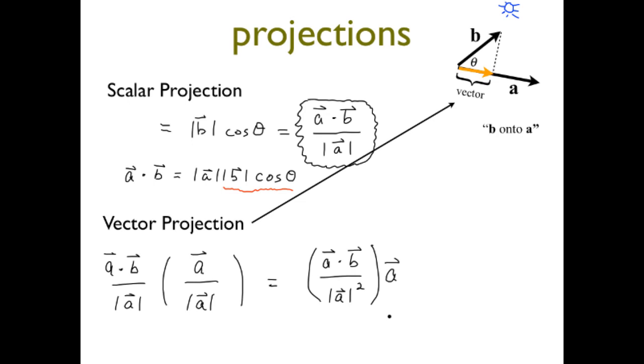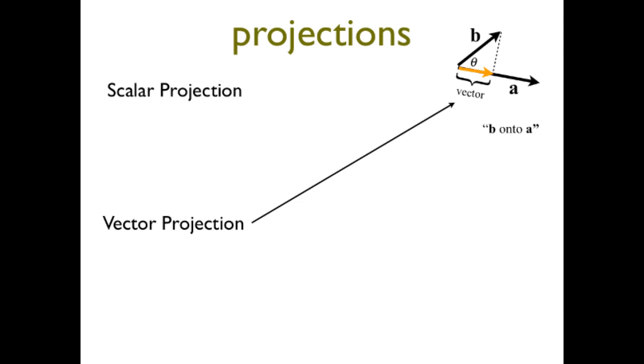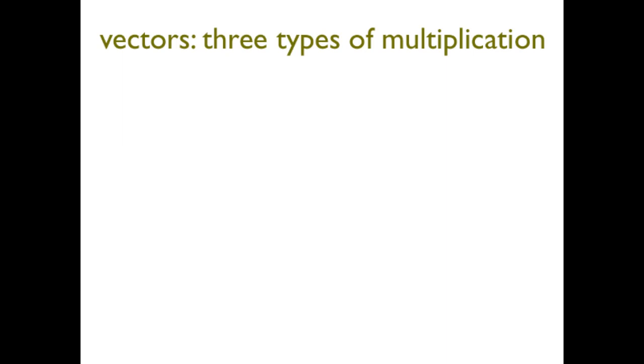Okay, questions about that? So then let's talk about vectors. There are actually 3 types of multiplication. We've seen 2 of them. What's one of the types of multiplication that we've seen?